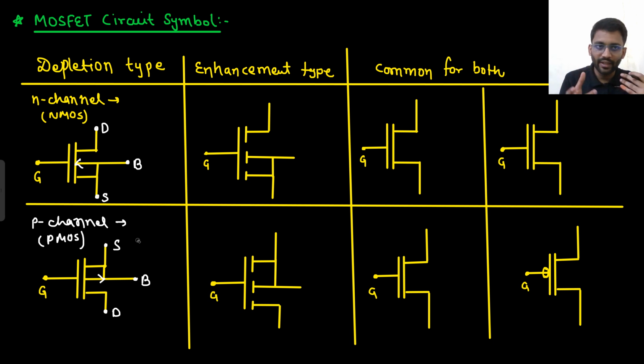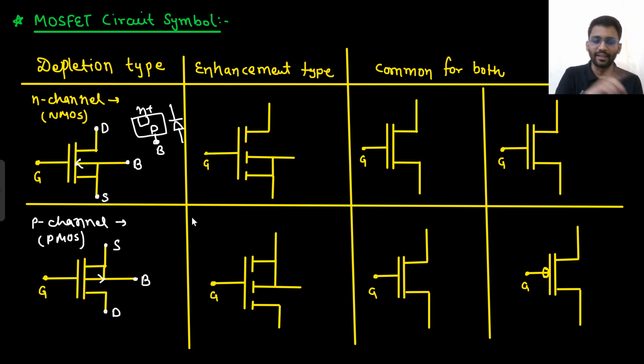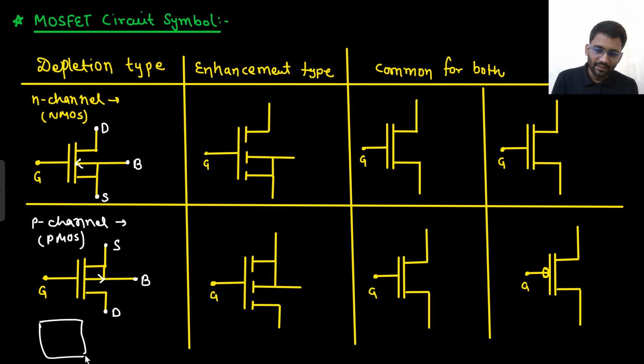What will be the arrow direction? How do we define the arrow? In your mind you think: this is my body, my substrate, which was P type, and the channel was N type. So from P to N, this will be the diode. So the arrow will be from the body, getting out of the body. That will be the direction of the arrow. In case of PMOS it will be opposite, because here the substrate was N. If the substrate was N, this would be the direction of the arrow. So the arrow is getting into the body.